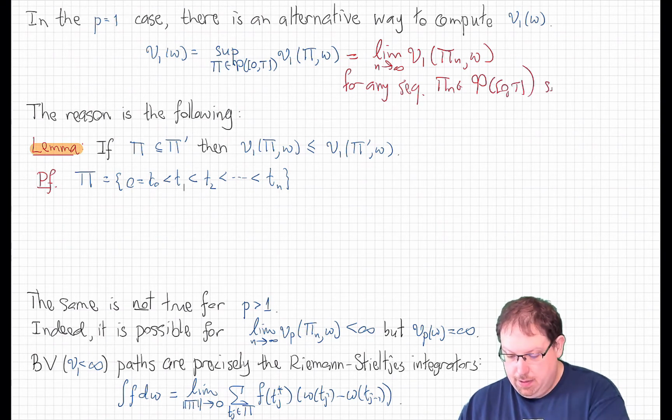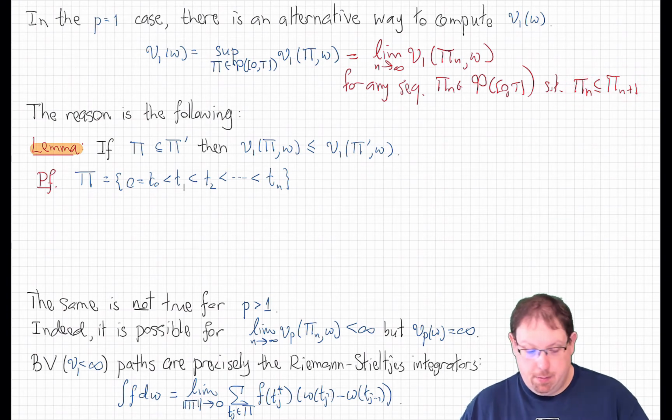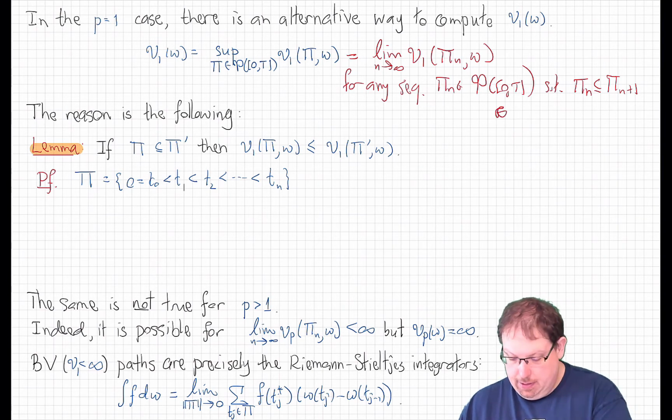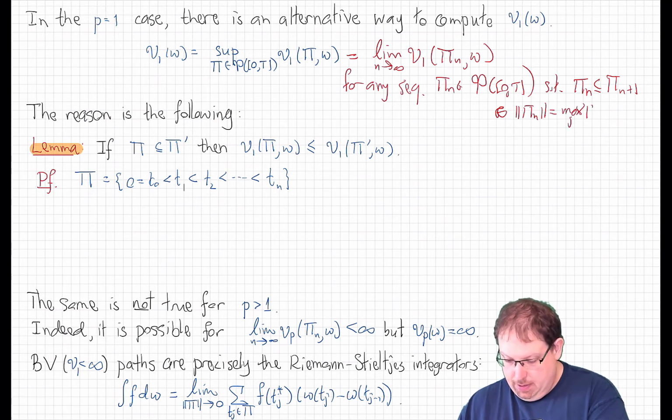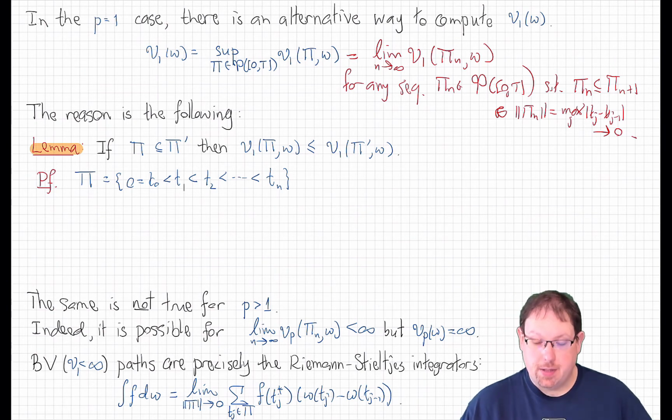with the property that they are nested. That is, all the partition points in pi n are in the partition pi n plus 1, and then maybe there are some extra ones. And the mesh of those partitions, which is defined to be the maximum of the width of the intervals in the partition, goes to 0. Those are exactly the kinds of limits that come up in Riemann-Stieltjes integration.